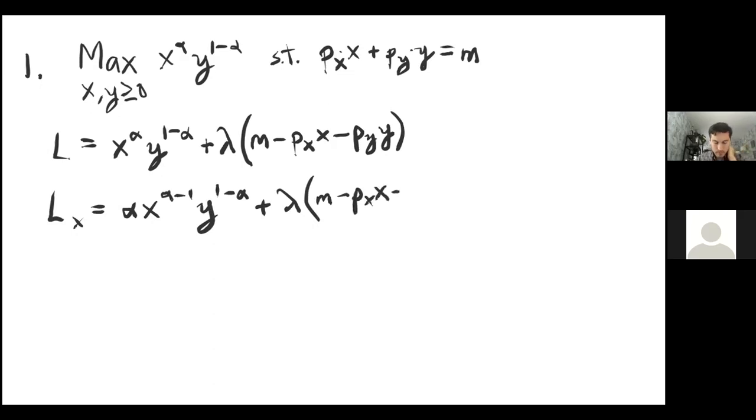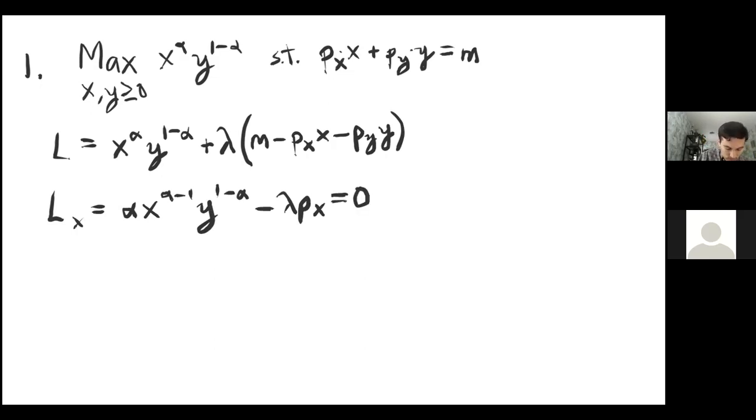Oh, what am I doing? I'm just writing the constraint again. I'm sorry, guys. Obviously, that is wrong. What should I have written here? That was a test to see if anyone was paying attention and you were going to stop me. Is it minus lambda px? Correct. Equals 0.